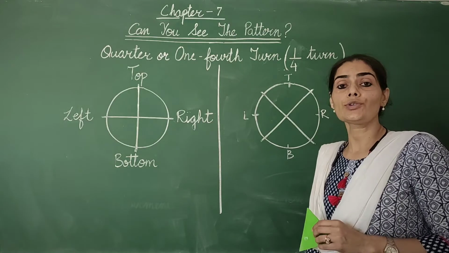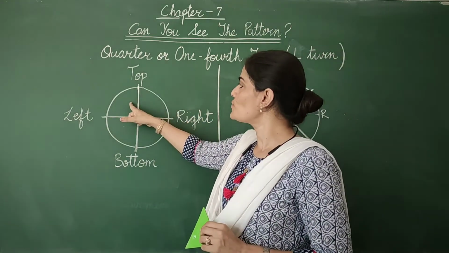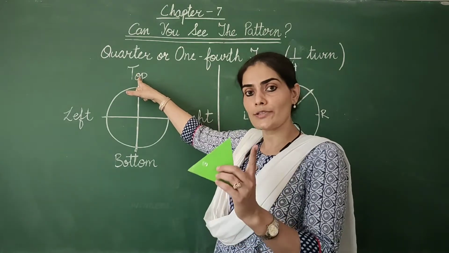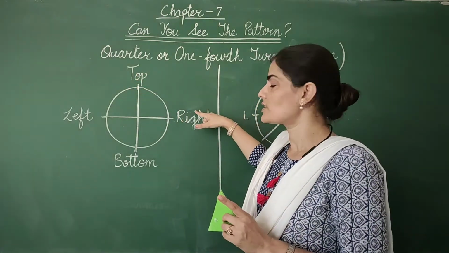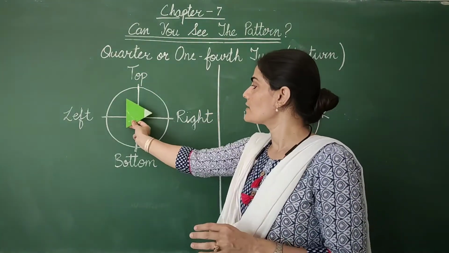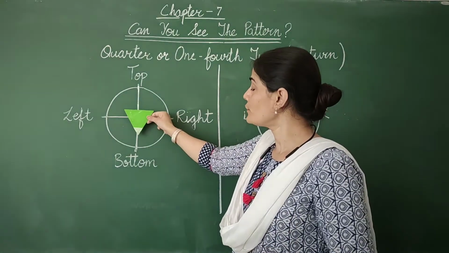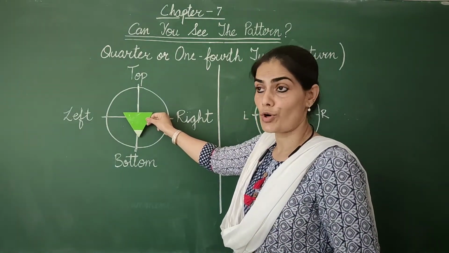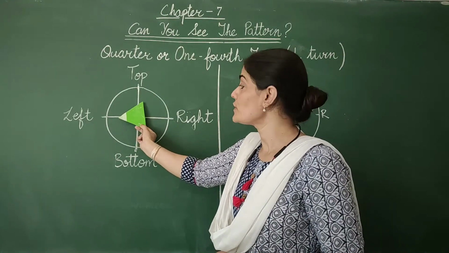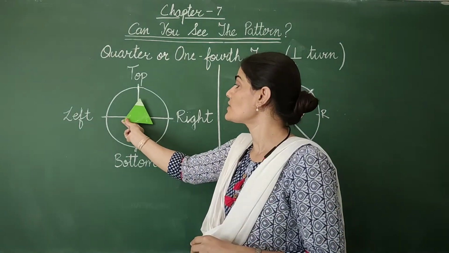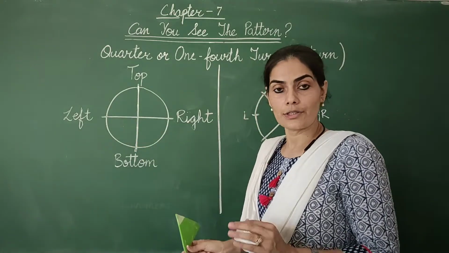So what is going to happen in this case? You already know that if the object points towards the top and you are supposed to give it a quarter turn clockwise, then first the object is going to point towards the right like this. Then if you give it one more quarter turn, then it's going to point towards the bottom. If you give one more turn, then it's going to point towards the left. If you give it one more turn, this is how it will look after 4 quarter turns.